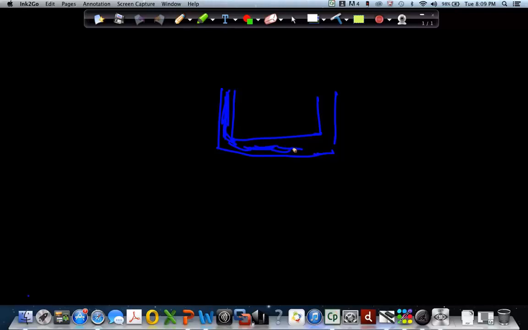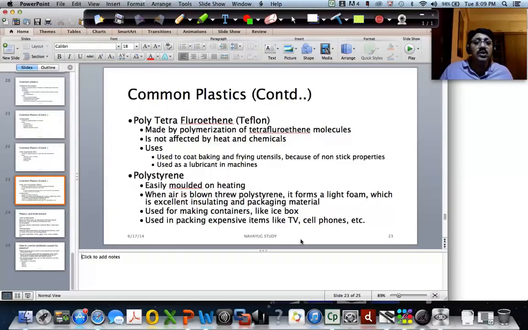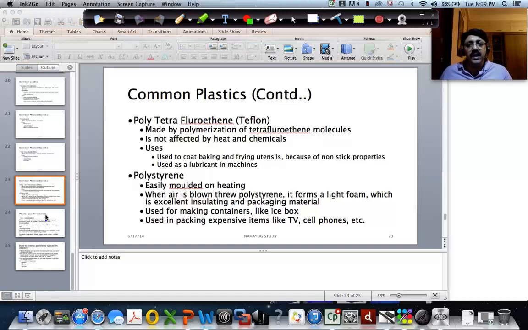So the ice box is like this. If I take the cross section of the ice box, it's like that, right? And in between there is some space. Here you have polystyrene. I have polystyrene here, right? So that acts as the insulation, so that the heat from outside doesn't go in. So that's how it's used in the ice box. That's another example, and it's also used for packing material, expensive items like TV and all that. So the packing material is usually polystyrene, right? So you've seen Teflon, polytetrafluoroethene, and also polystyrene, two examples of common plastics.